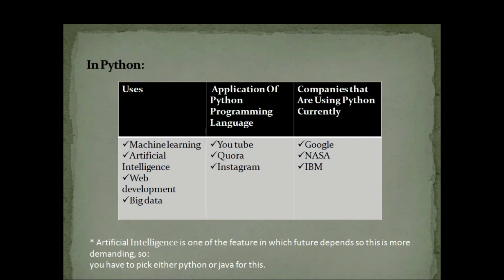So yeah. Now, as you see here, artificial intelligence is one of the features on which the future depends. So this is more in demand. You have to pick either Python or Java. If you have an interest in artificial intelligence, I recommend you choose Python.